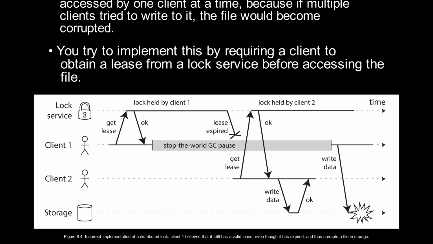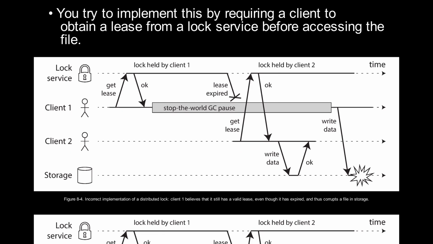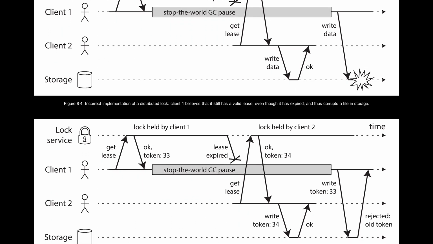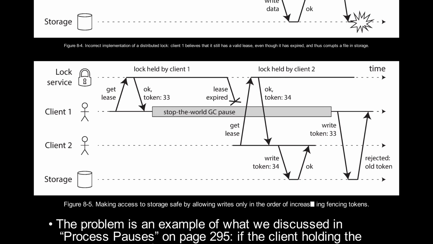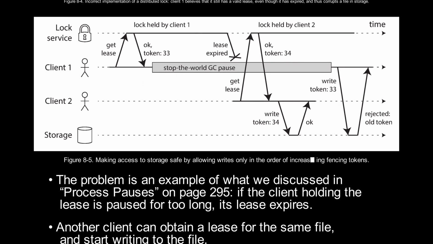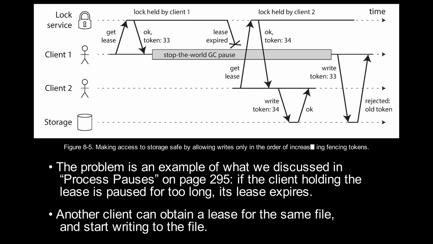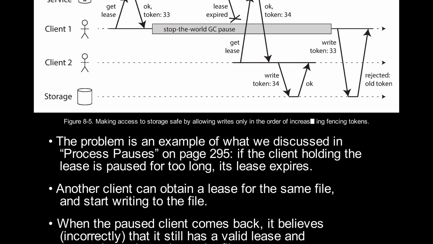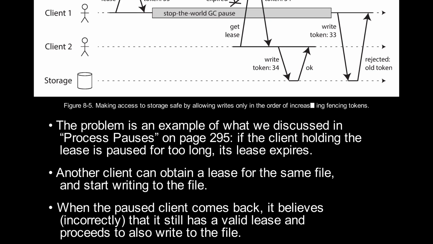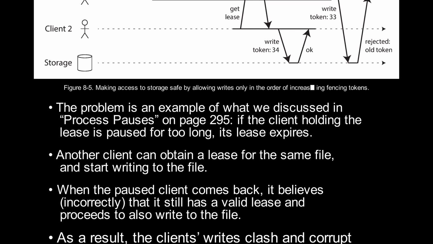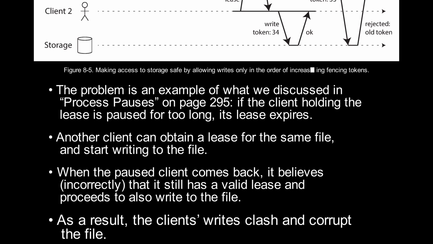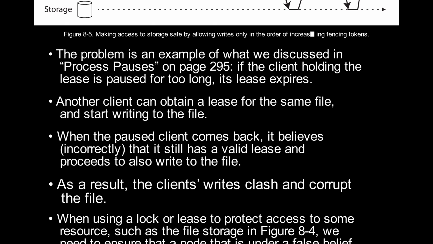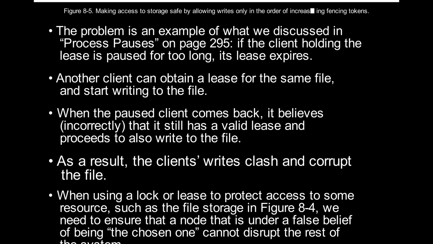Figure 8-4: incorrect implementation of a distributed lock. Client 1 believes that it still has a valid lease, even though it has expired, and thus corrupts a file in storage. Figure 8-5: making access to storage safe by allowing writes only in the order of increasing fencing tokens. The problem is an example of what we discussed in process pauses on page 295. If the client holding the lease is paused for too long, its lease expires. Another client can obtain a lease for the same file and start writing to the file. When the paused client comes back, it believes incorrectly that it still has a valid lease and proceeds to also write to the file. As a result, the clients' writes clash and corrupt the file.